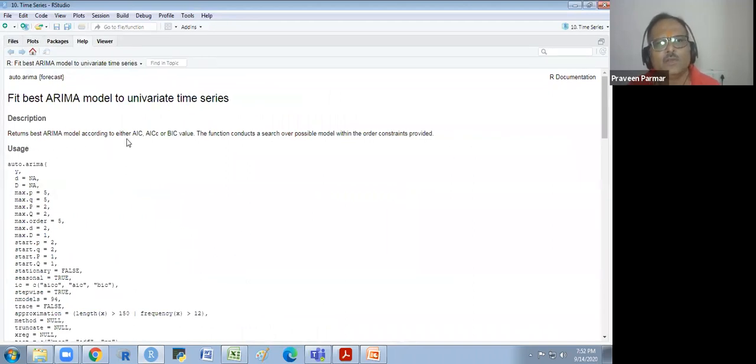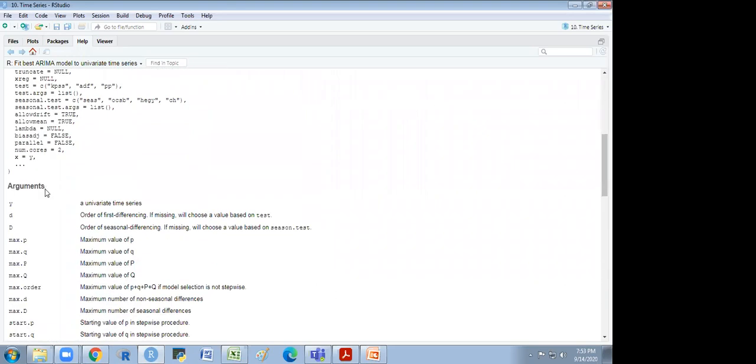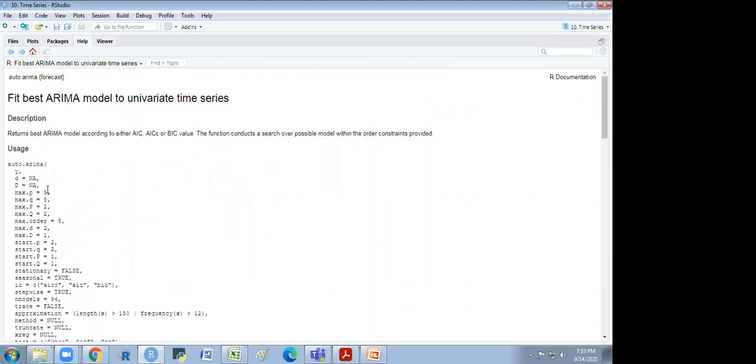It is the ARIMA model according to either AIC or BIC value. The function conducts a search over possible models within the order constraints. So there are so many things here. I think it has chosen 2 models, based on AIC or BIC criteria, because those are the criteria to choose the lags. I think those are the 2 models.